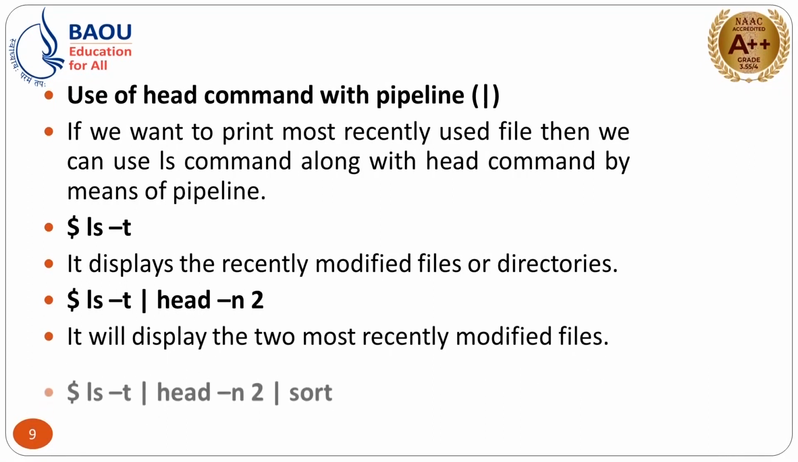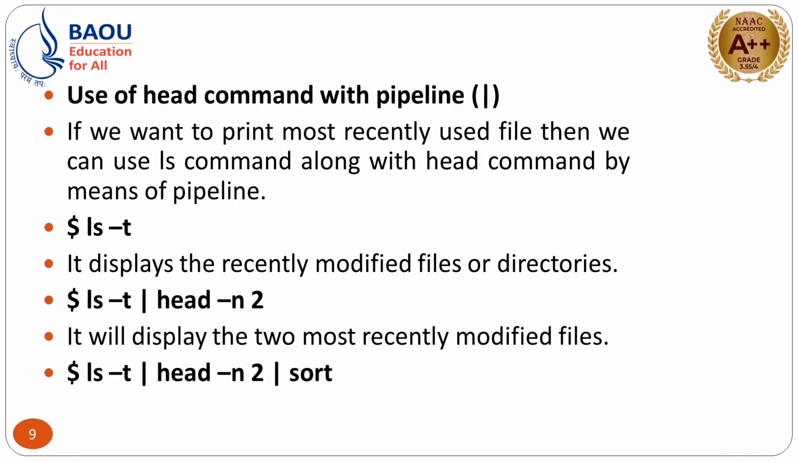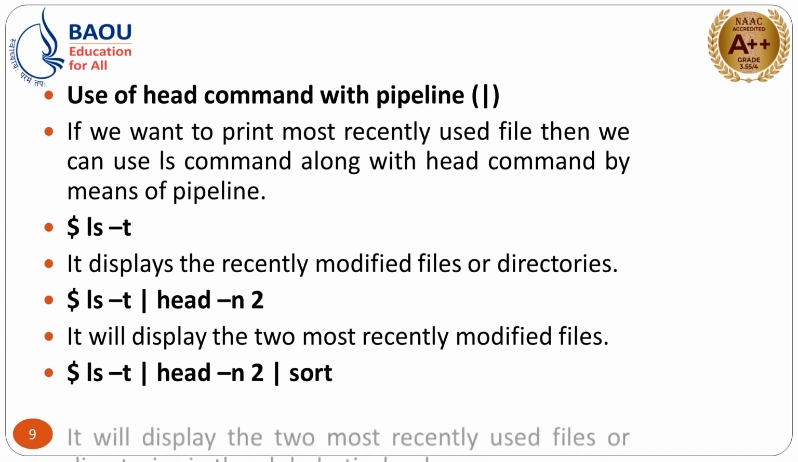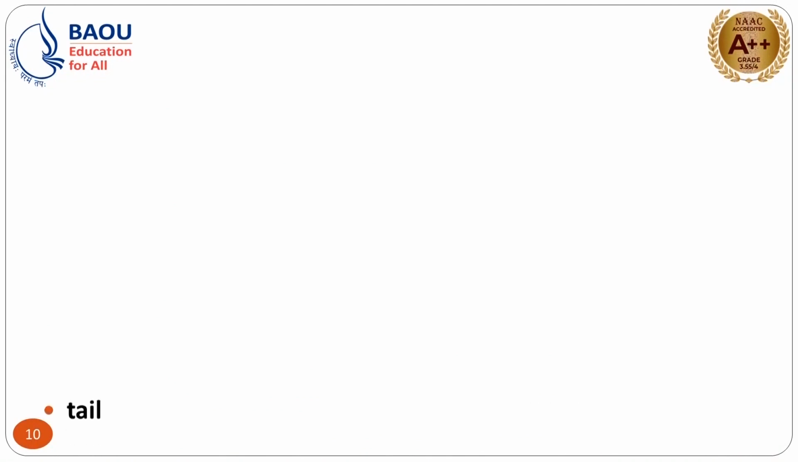Then another example of multiple commands: if you want to sort the files that are listed, in alphabetical order, in that case you can use the sort command also. Similarly, just like head, another command is the tail command. In the head command, the contents or line numbers are displayed from the top. But in tail, if you want to display the contents at the bottom or at the end of the file, you can use this tail command.